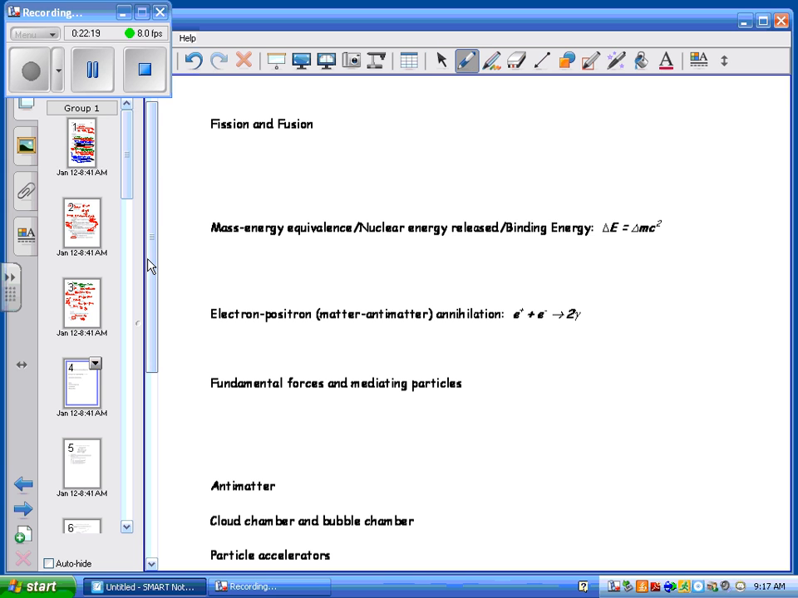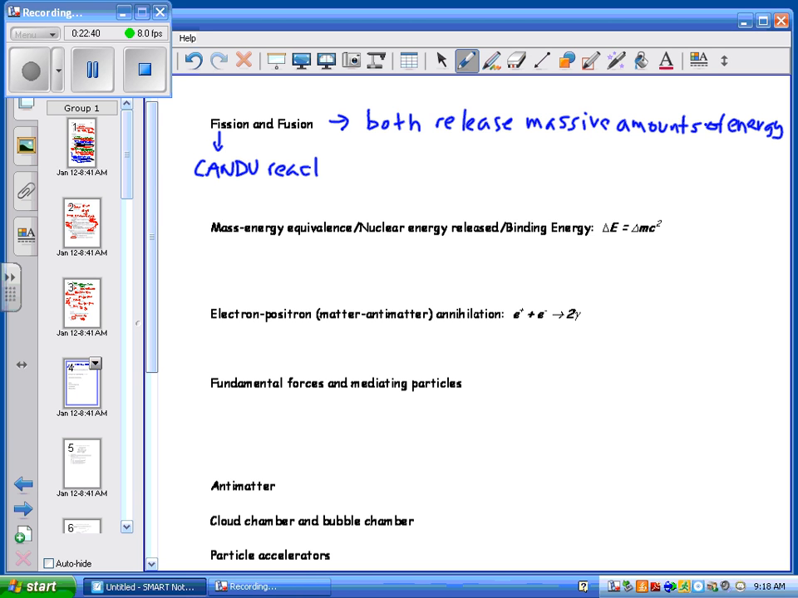Fission and fusion. The thing that is common between them is they both release massive amounts of energy. Fission is in a CANDU reactor or nuclear power plant. Fusion is in the sun. Not successfully on Earth, not in any good way. They can do fusion where it takes way more input energy than output energy. They have done it, but no, I wouldn't call it successful.